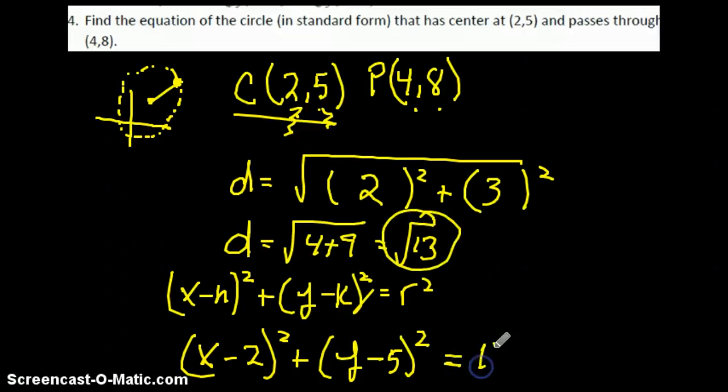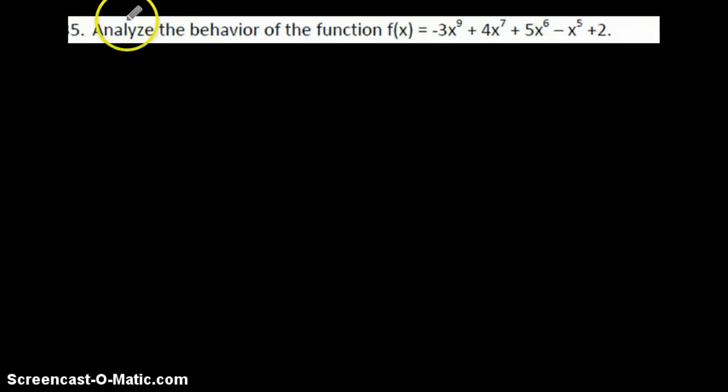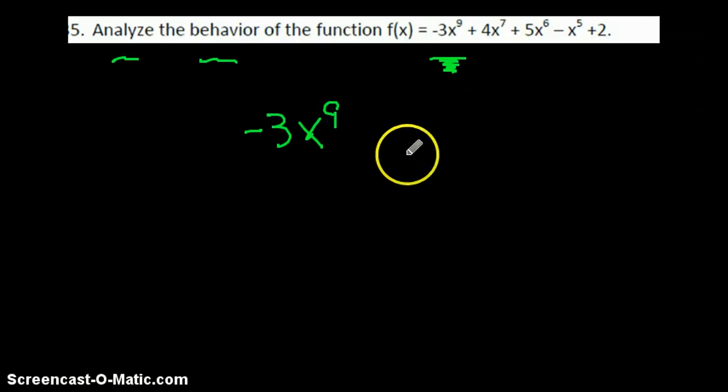Okay, analyze the behavior of the function. So this is called end behavior. I only look at the leading term because it has the most influence when the numbers get large positive and large negative. All right, so I'm seeing a negative 3x to the 9th. That is either odd or even. It's odd. Now remember how I reviewed this.